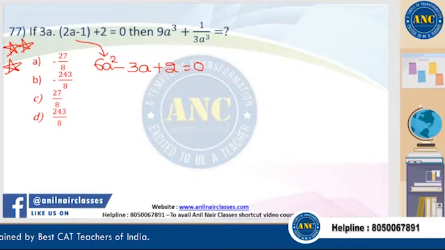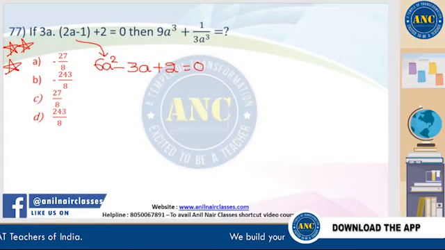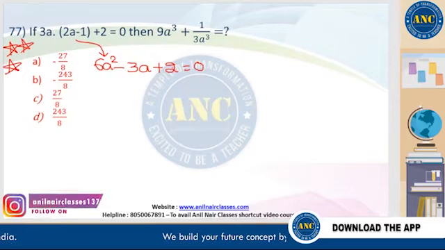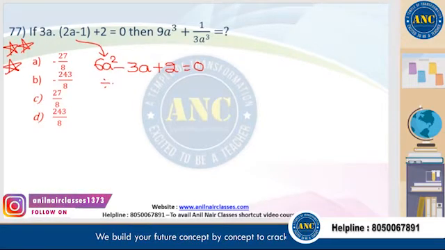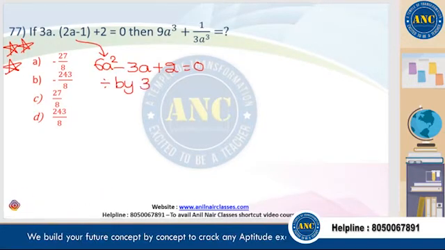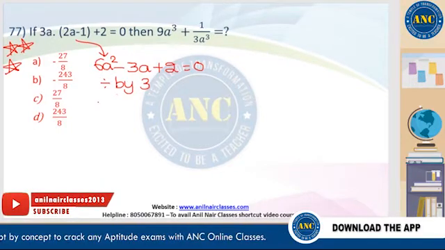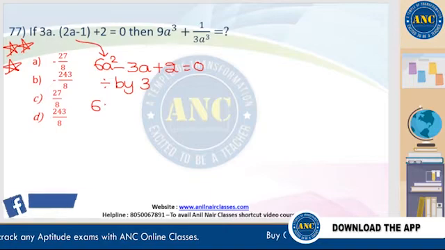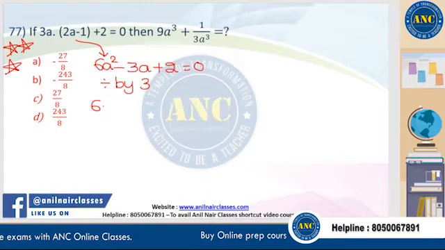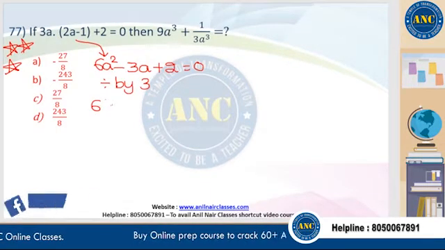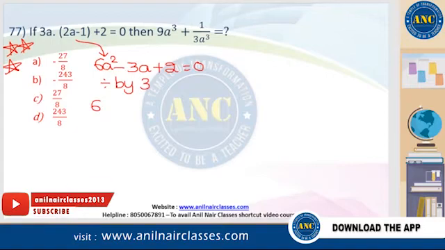Now, these terms have 6, 3 and 2 as the constants. I will divide the entire equation by 3. If I divide the entire equation by 3, 6a square by 3, 6 by 3 is 2.